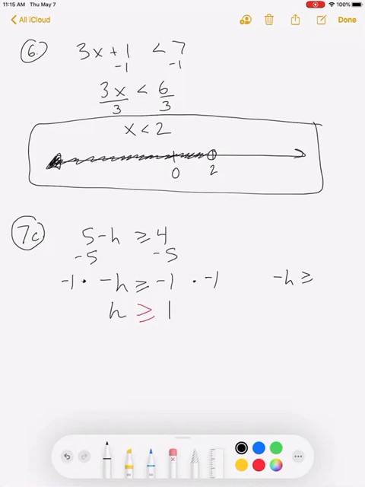I'll show you another way that you could represent this. If you have negative h is greater than or equal to negative 1, another thing you can do is move the, wait, hopefully you caught that. I didn't actually change the direction there. So this should have been less than or equal to 1.